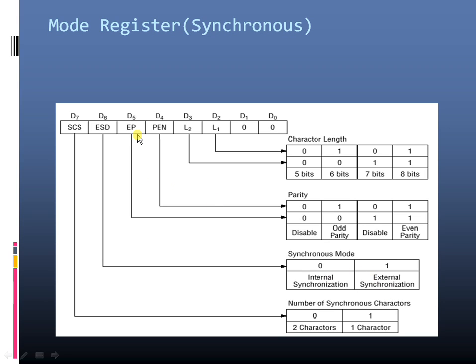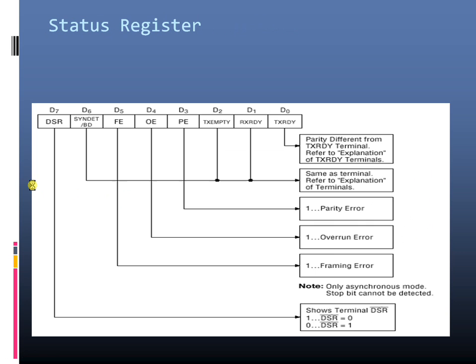And then again we have parity bits, that is we can enable the parity, and we can go with either odd parity or else with even parity. And we have 2 more bits, that is L2 and L1, which are used for selecting the character length, as we have seen in case of asynchronous mode. Okay, and these 2 bits are not used in case of synchronous communication.